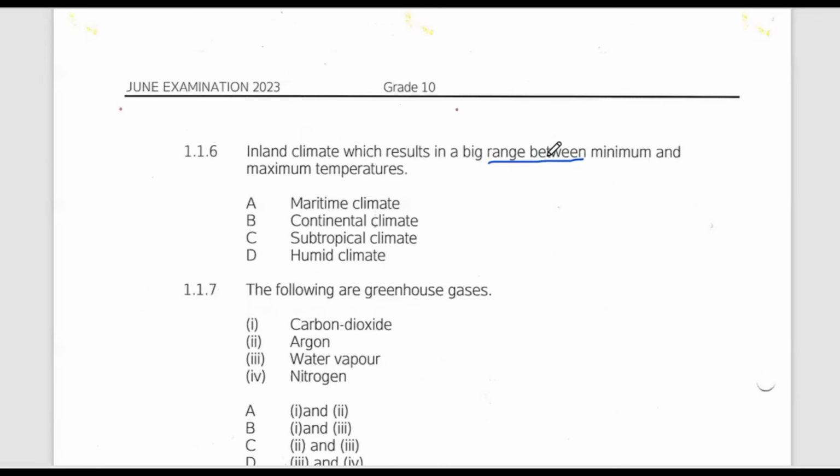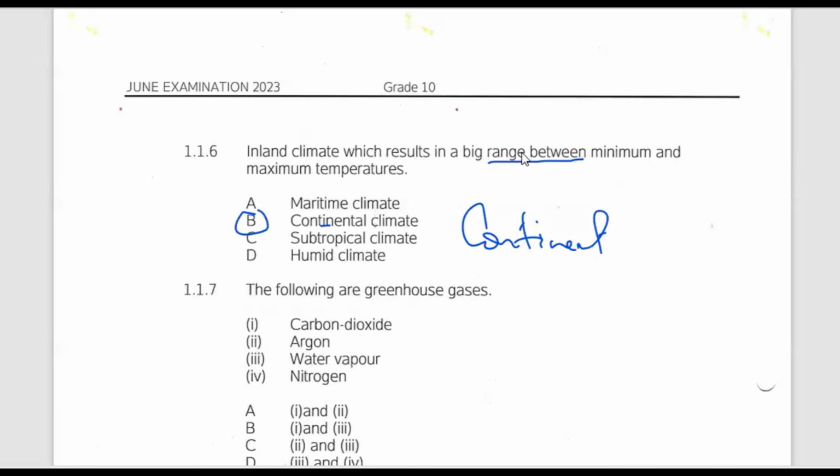What kind of a climatic situation is that? We understand it's inland, and when we're talking of inland, it means automatically maritime is out. So it's what we call the continental climate. Continental in the sense that we are looking at climate over the continent. So continental climate is the one that is correct for that matter.